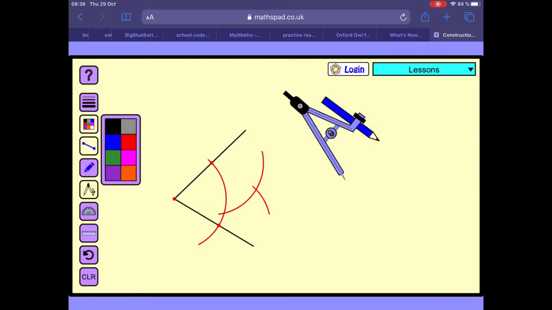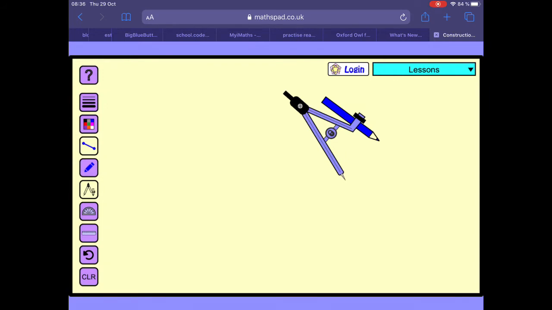So then what you do is you get your ruler and you join that like that. And we've cut the angle in half. You can get a protractor and measure it if you don't trust me, but that is a perfectly cut in half angle. That's how you do the angle bisector.